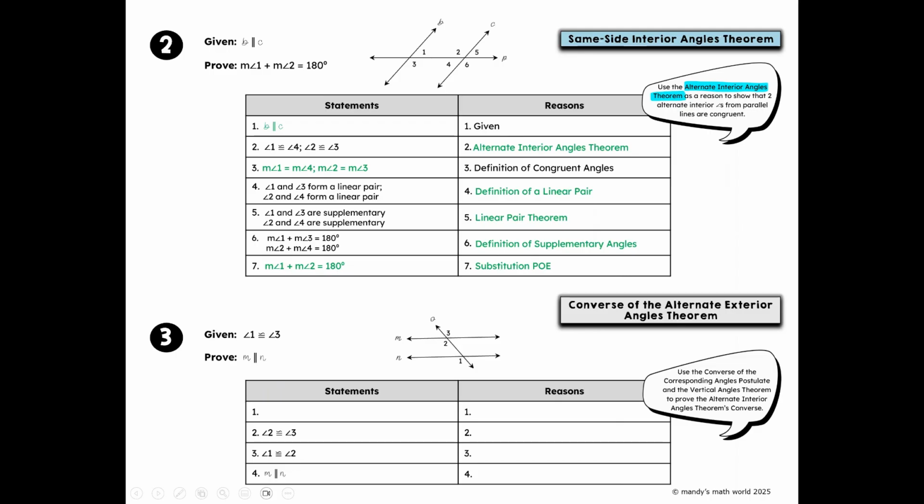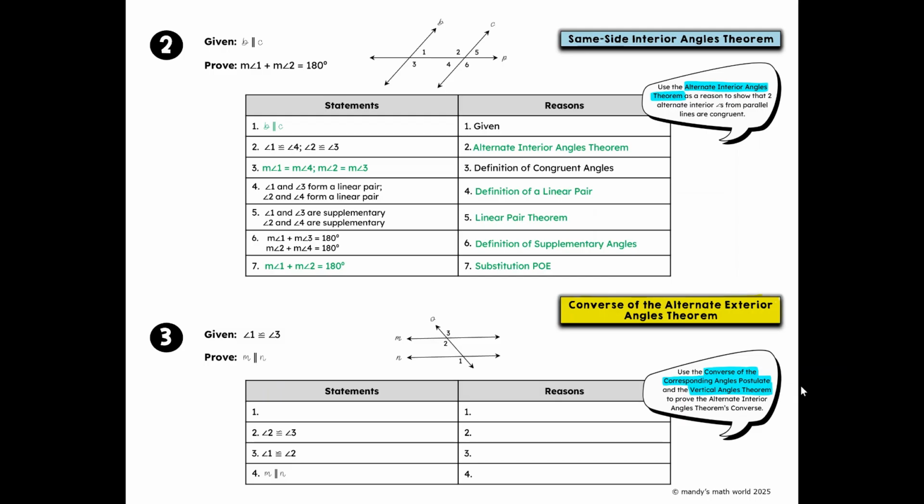Now let's look at example number 3. We are going to be proving the converse of the alternate exterior angles theorem. And we're going to use the converse of the corresponding angles postulate and the vertical angles theorem to prove that. You know what? This says alternate interior angles theorem, but this should say exterior, so I'm going to fix that. It should be fixed on your notes as you watch this.